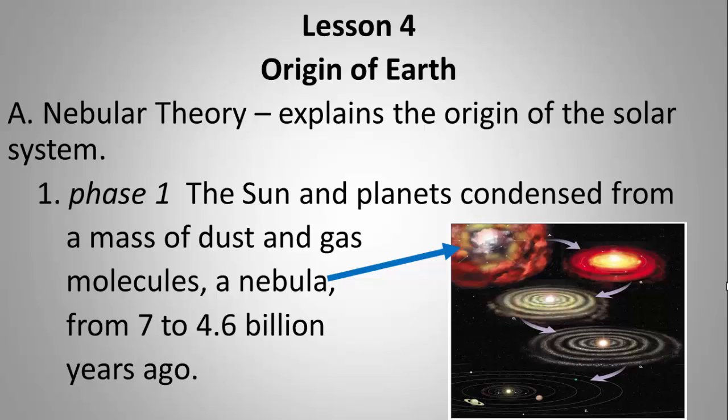So we start with something called the nebular theory, which explains the origin of the solar system. Phase 1, looking at the diagram to the right: the sun and planets condense from a mass of dust and gas, what we call a nebula, from about 7 to 4.6 billion years ago. So this first phase took a lot of time.